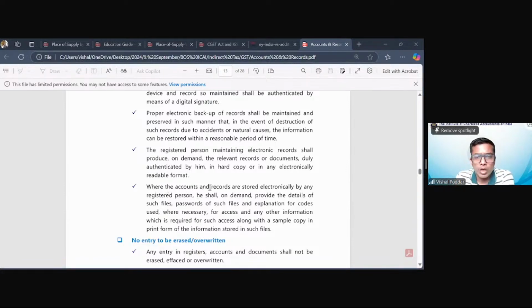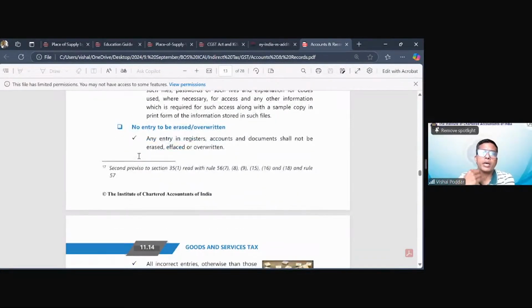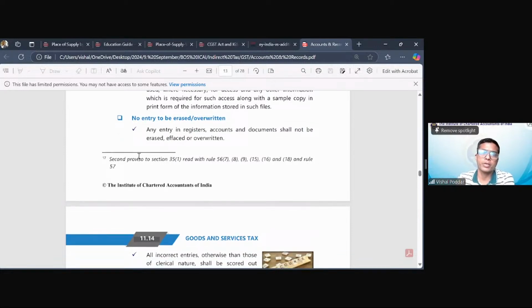Next, where the accounts and records are stored electronically by any registered person, he shall on demand provide the details of such files, passwords of such files, and explanations for codes used where necessary for access and any other information which is required. So if your accounts are maintained in electronic form, you need to allow access to those by giving the password and the other relevant details. No entry to be erased or overwritten.